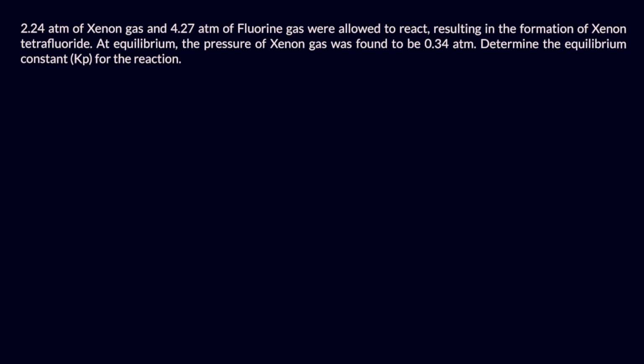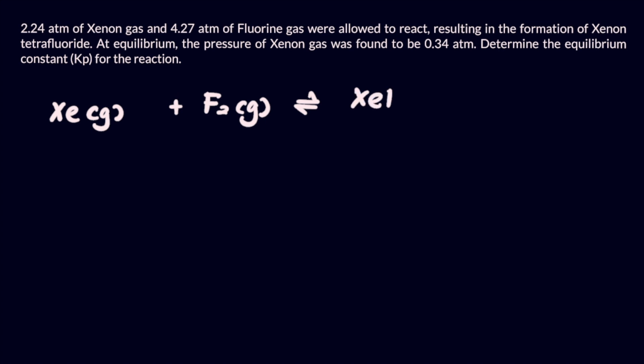Alright, in order for us to answer this question, the first thing we need to do is to write a balanced equation for the reaction. This reaction is between xenon gas and also fluorine gas. Given in the question, it states that it will form xenon tetrafluoride. Therefore, when we want to balance this equation, because we have 4 fluorines here and we only have 2, we need to times 2. So this is the balanced equation for this reaction.